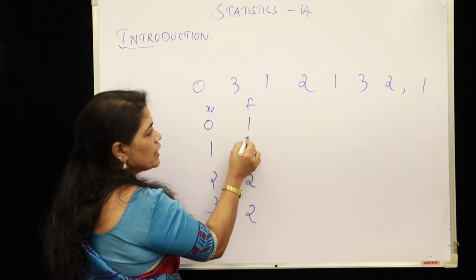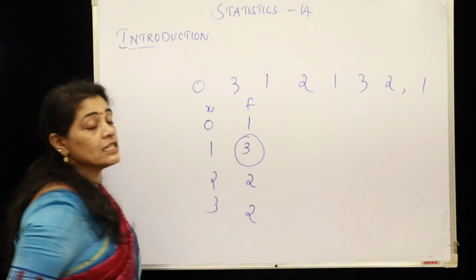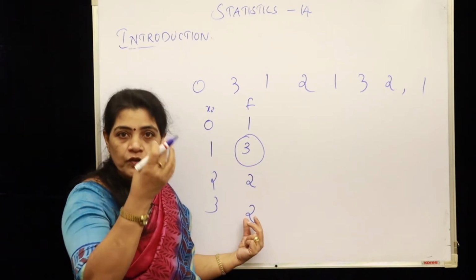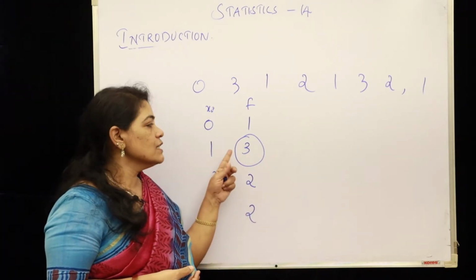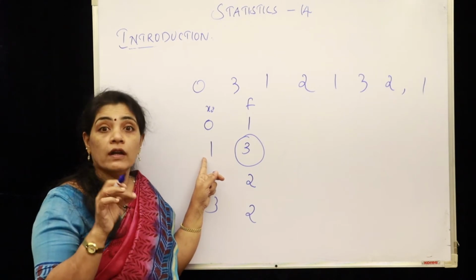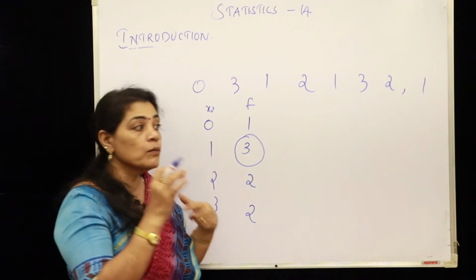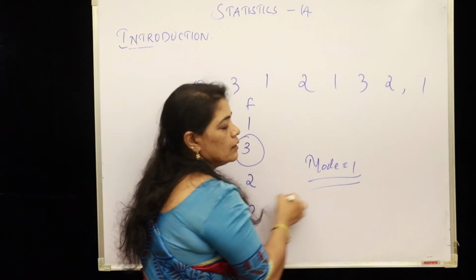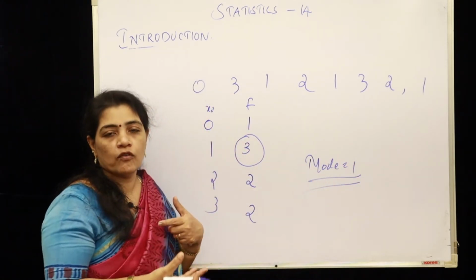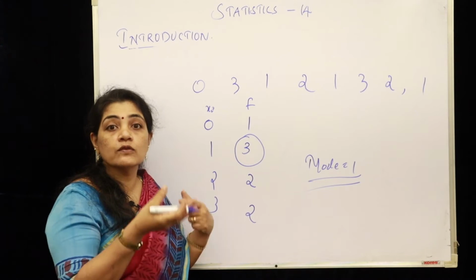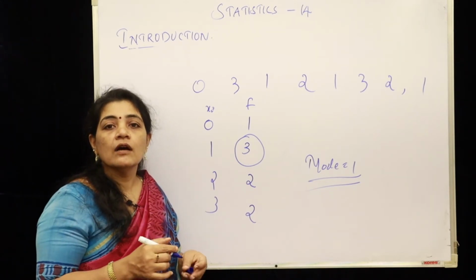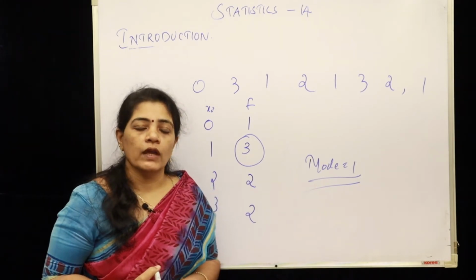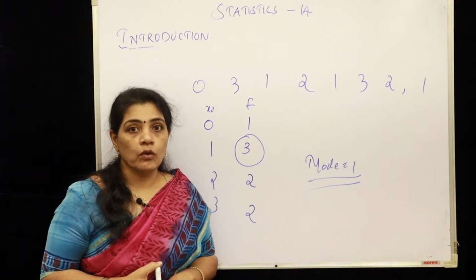The maximum frequency comes for 1. Find out the maximum value in the frequency column. That is for the observation 1. So in this problem, the mode is 1 because 1 comes most often. Maximum frequency goes for 1. So 1 is the mode of this given data. Okay, so this is what we have about mode.